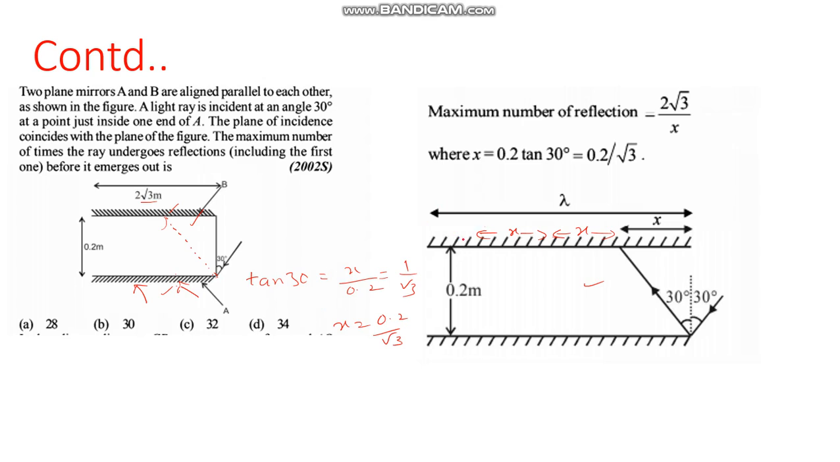Like that. So the total distance is, let us say, lambda, which is 2 root 3. So you can write n into x is equal to lambda. You have to find n. It will be lambda by x. Lambda is given as 2 root 3 divided by x, where x is 0.2 divided by root 3, so it will go up. Once you solve this, n will be equal to 2 into 3 divided by 0.2. This is 10 times, so 30 reflections are possible. Option B.